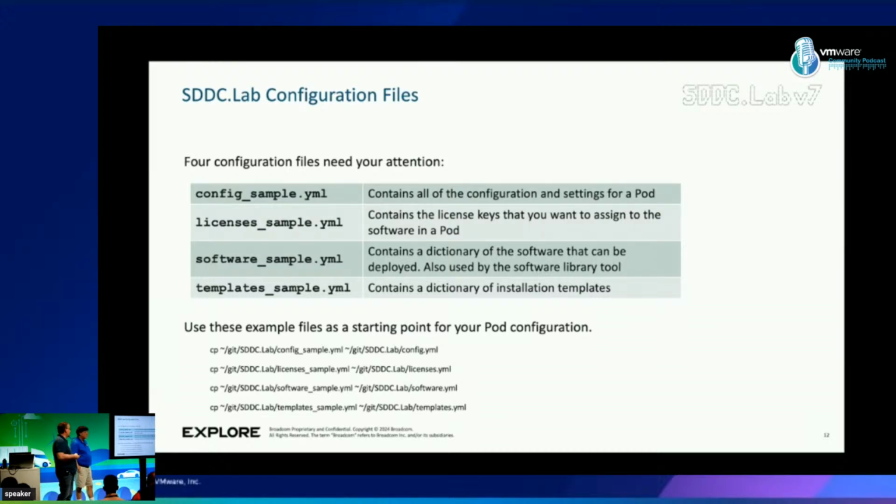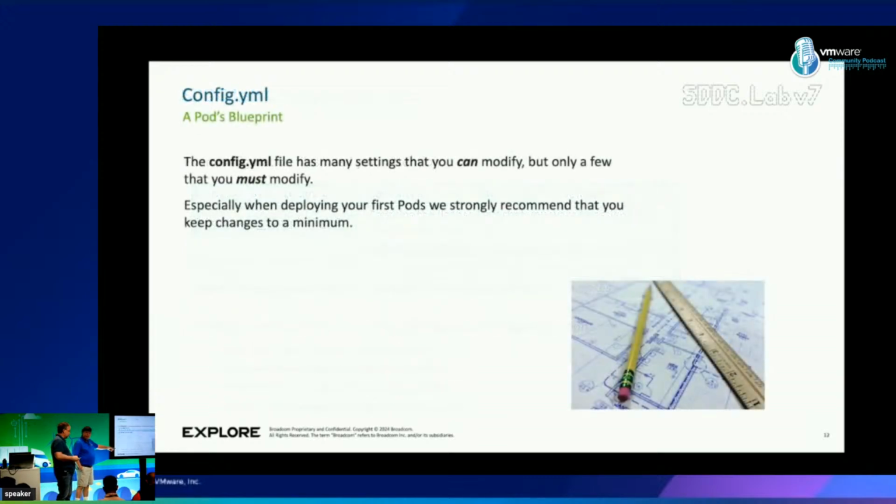So it's basically a dictionary of what we support to be deployed in an SDDC Lab pod. The templates one is a file that contains paths to different template files that can be used for your deployment. You can make changes to it, but I do not recommend that, at least not the first time you deploy a pod. You might want to talk through.